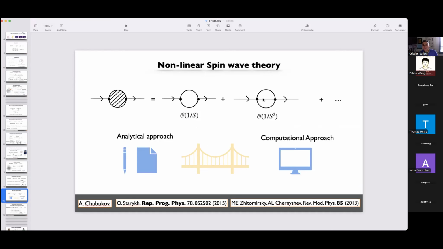You have only one loop. In this diagram, we have 2 loops. So it's the next order, the 1 over S expansion, and so on and so forth. And there are lots of beautiful works done in the past, right? To illustrate how this loop expansion works, for many magnets. So this is the standard way in which we do semiclassics.